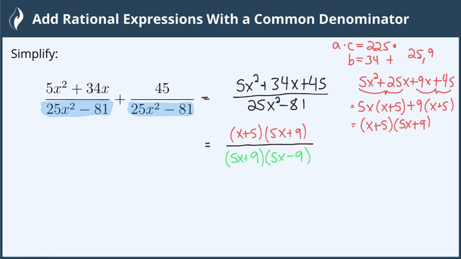Now here we can cancel 5x plus 9 from both the top and the bottom. And that leaves us with x plus 5 over 5x minus 9.